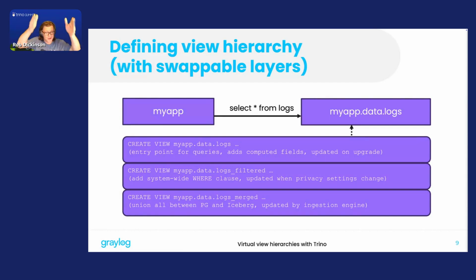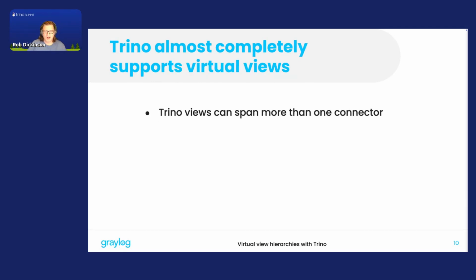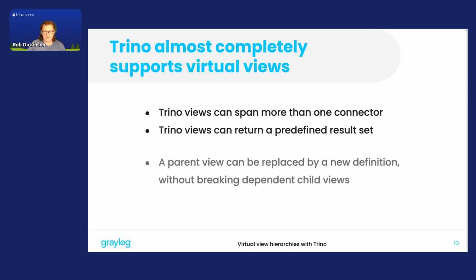I'm also just showing one stack here. Because these are application specific or even feature specific, I can build as many of these hierarchies as I want without it really costing me anything in terms of the underlying infrastructure. Trino almost completely supports this concept out of the box. Trino views can span more than one connector. You can pull in data from multiple sources at once. You can also use no data sources and just use predefined result sets.